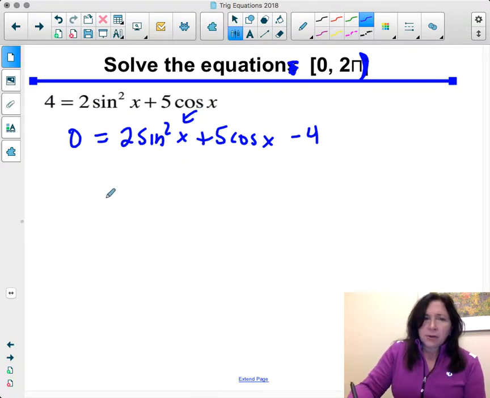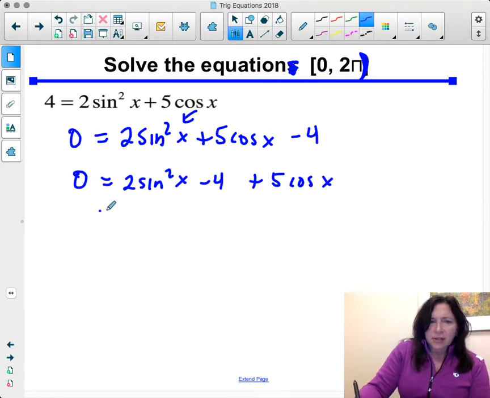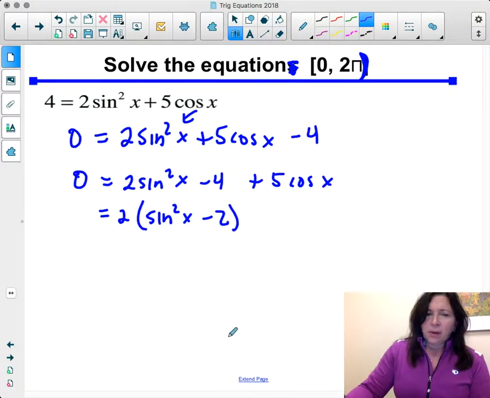Actually, I'm going to rewrite this. Let's see, I'm thinking of something. 2 sine squared of x minus 4. Let's see if this will work. Cosine of x. I'm going to factor out a 2. And then I have sine squared of x minus 2. That didn't get me anywhere. So I'm going to erase that.